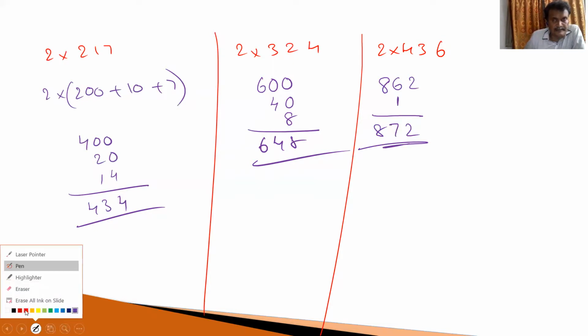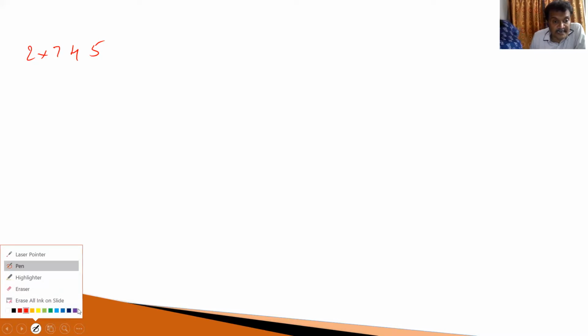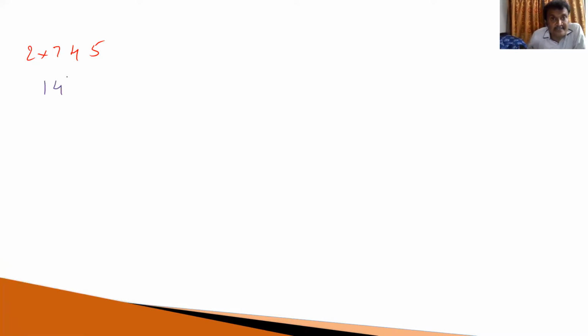Next example. 2 times 745 is equal to how much? 2 times 7, that is equal to 14. So 2 times 700, that is equal to 1400. 2 times 40, so 4 is in the tens place, that is 80. 2 times 5, that is equal to 10. 0 is in the unit place and 1 is in the tens place. So what is the answer? 1490, which is the required answer.